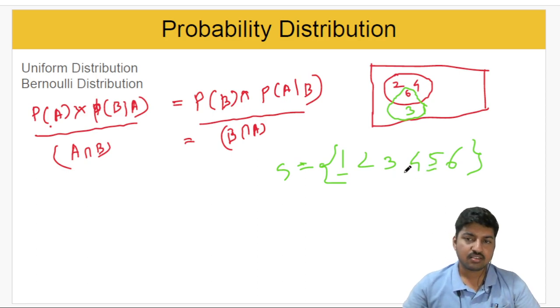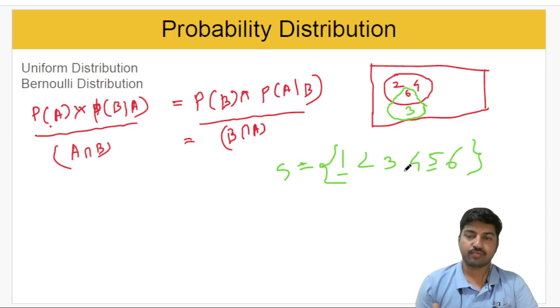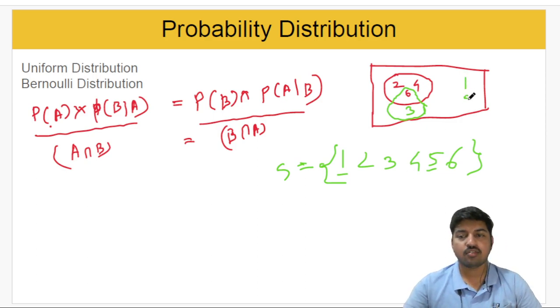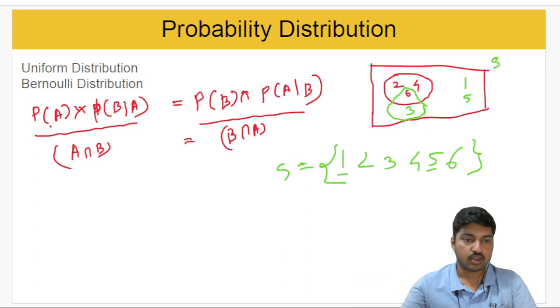If I roll 1, none of my events is going to happen, correct? If I roll a dice and it shows 5, then neither event A has happened because it is not an even number, nor event B because it is not divisible by 3. So I'm calling this 1 and 5 neither. This completes my understanding of my sample space. Until here, are you with me? Yes. Up to here it has been very simple.